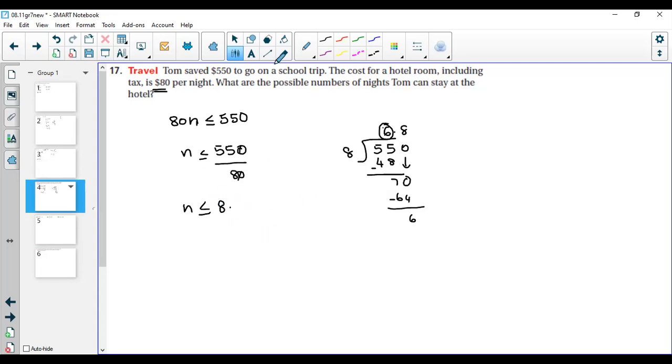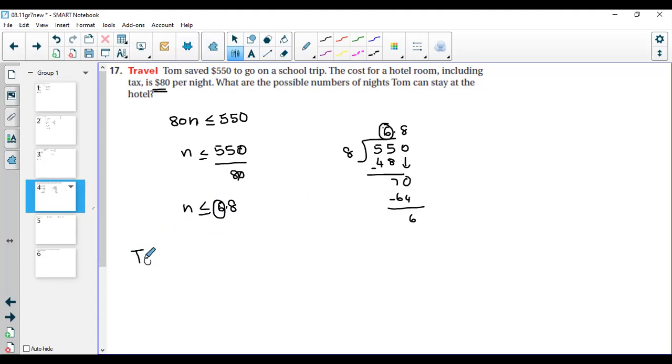Why did I write 8? Let's write the answer first. So days cannot be 6.8 days, right? So we consider the days as 6. So how many days can he stay? How many nights can he stay?